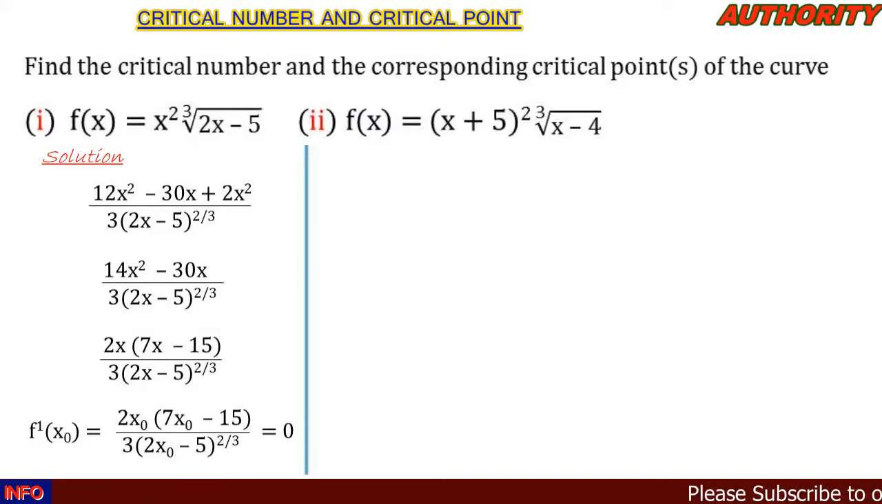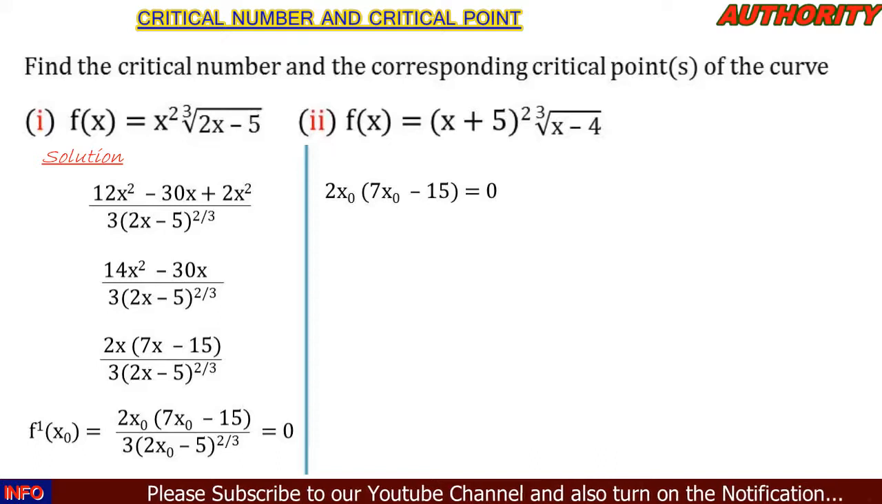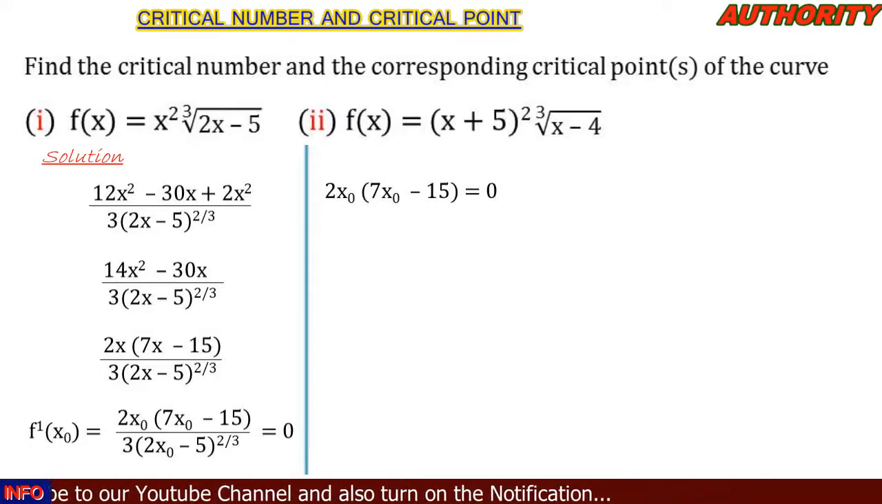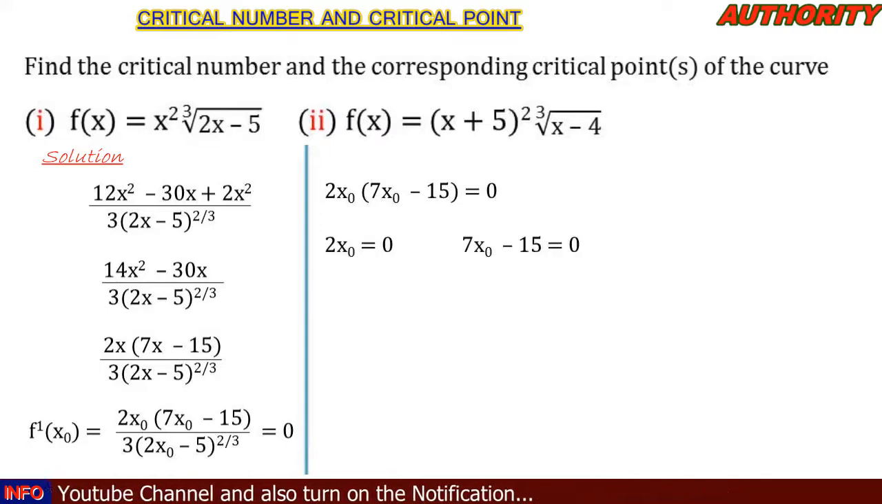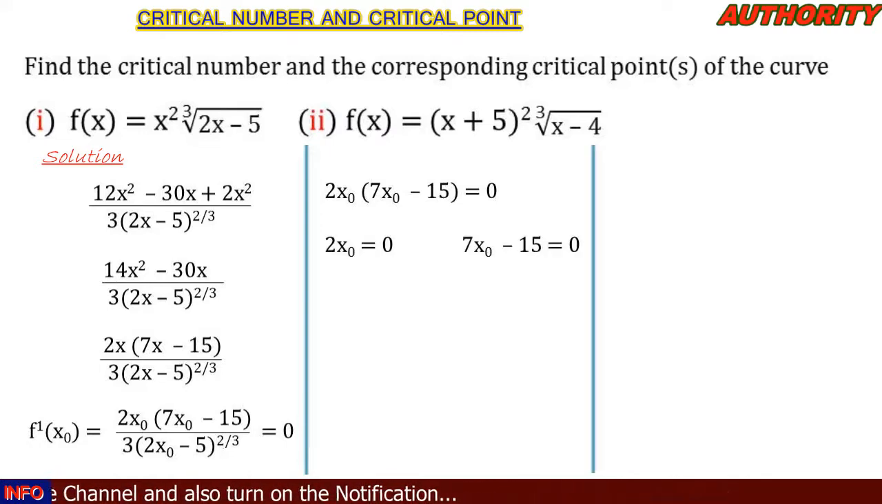3 equal to 0. Okay, so here we know we are having a numerator and denominator, right? So we are going to equate our numerator to 0 and also our denominator equal to 0. In our numerator we have 2x naught open bracket 7x naught minus 15 equal to 0. So here we have 2x naught equal to 0, but we want to make x naught the subject. Okay, we are solving for x naught.